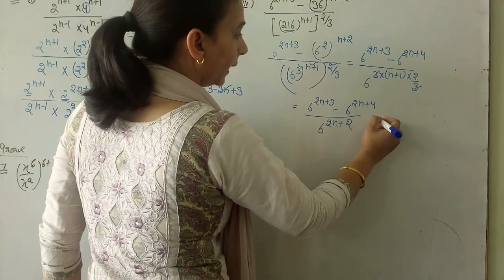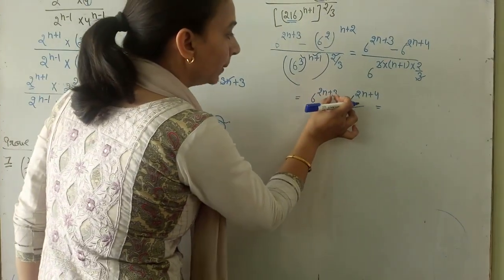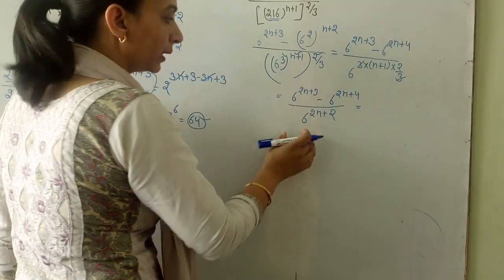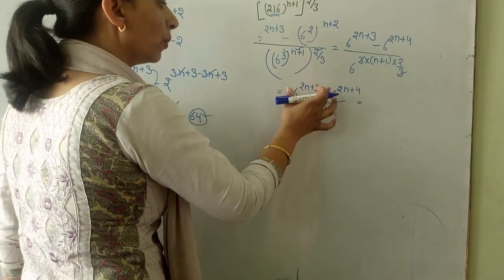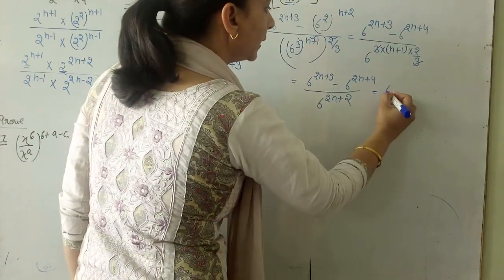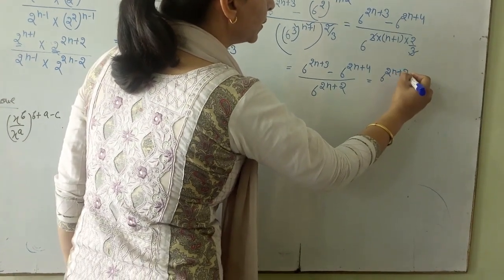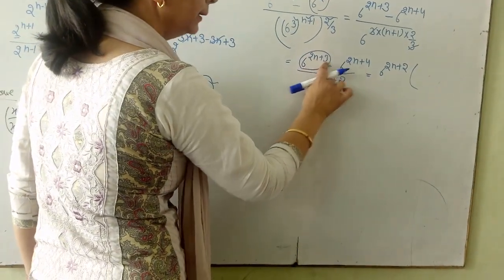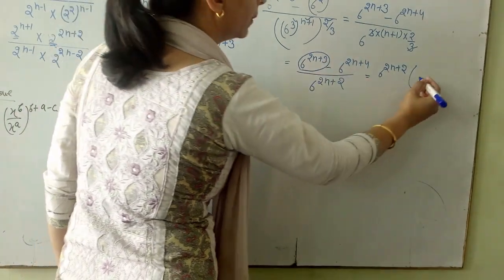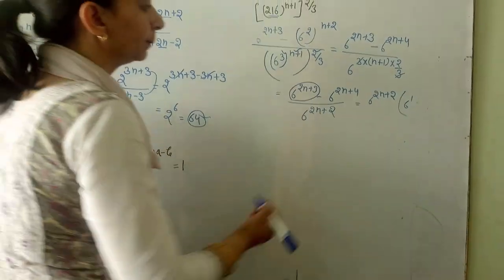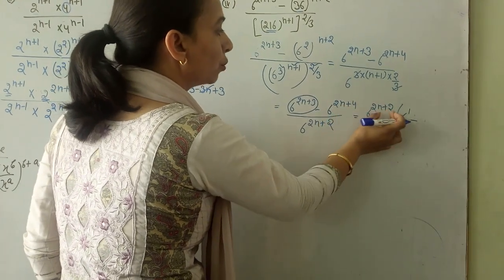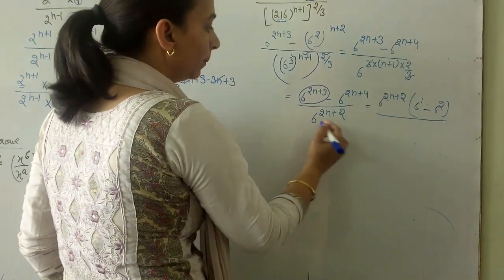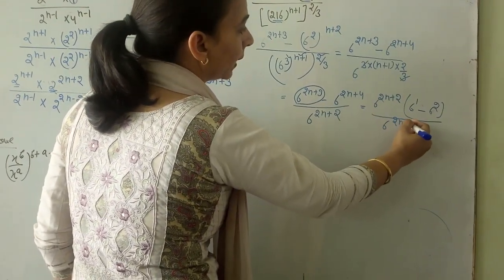Again we simplify it. Student, this is 2n plus 3. This is 6 raised to the power 2n plus 4, and 2n plus 2. Lowest power is 2n plus 2. So in the upper portion we take common 6 raised to the power 2n plus 2. Common. Then there is left only 2n plus 3, 2n plus 2 common. Then only one power left, 6 raised to the power 1, minus, same 2n plus 2 common, then only 2 power left, 6 raised to the power 2, divided by 6 raised to the power 2n plus 2.